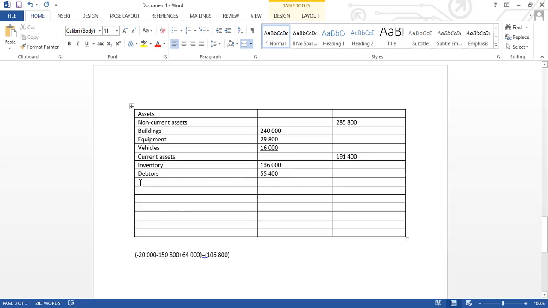Okay. And then from there, we have our total assets are how much? 477,200. So 285,800 plus 191,400 will give us 477,200. And then we move on to equity plus liabilities. We start off with our equity first. Under equity, we have capital, right? We have capital of Tom first, right?